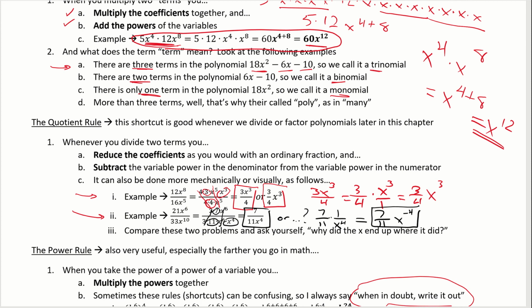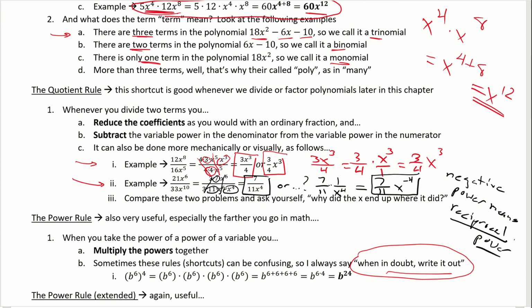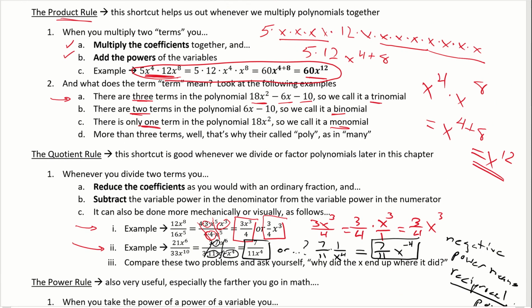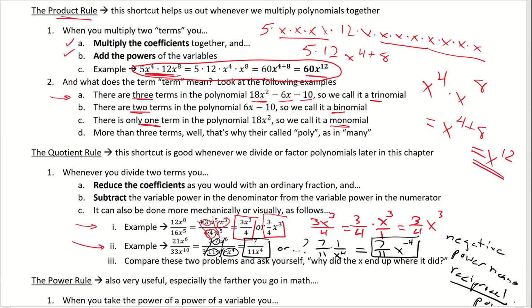See, the negative says it's x to the 4, but it's downstairs. So negative power really means, and there's a fancy word for flipping over, it's reciprocal. Okay, reciprocal power. All right. They're also useful. This is good for division. The one above here is good for our next lecture, which is on multiplication.